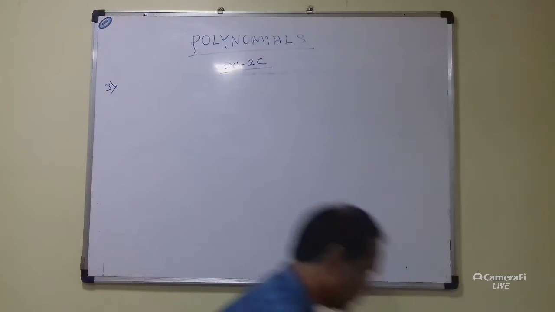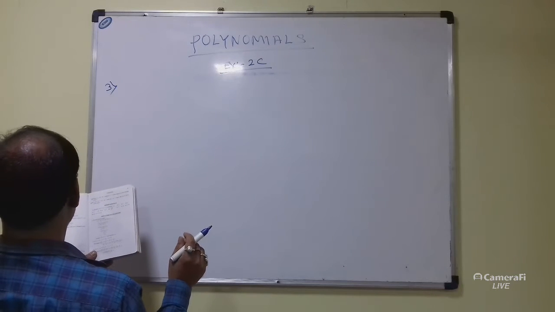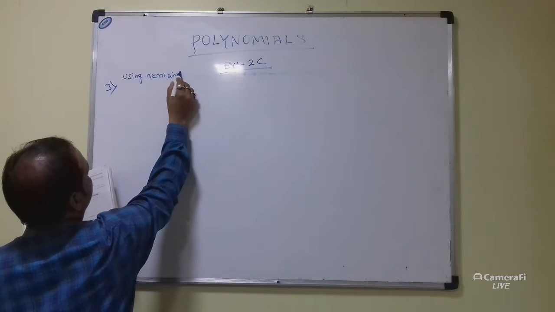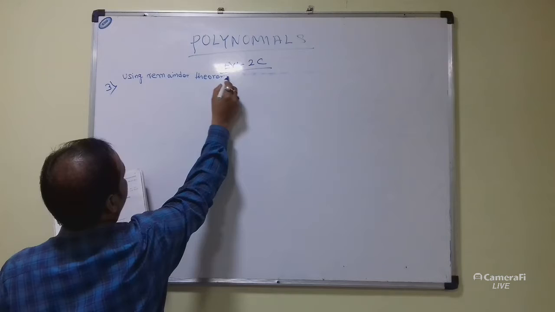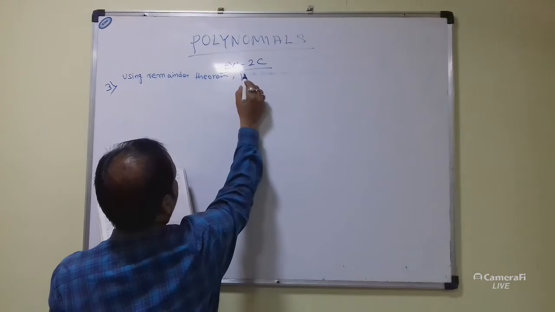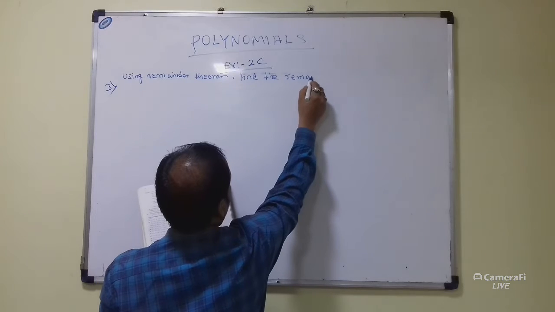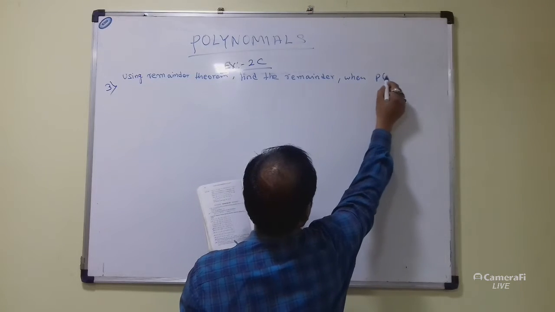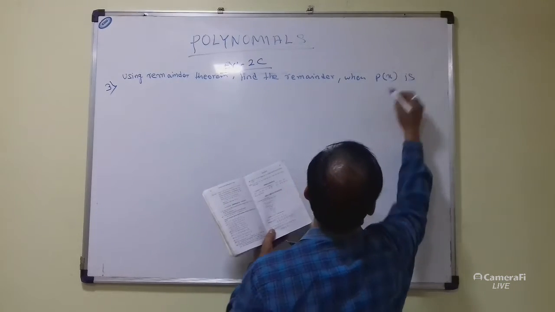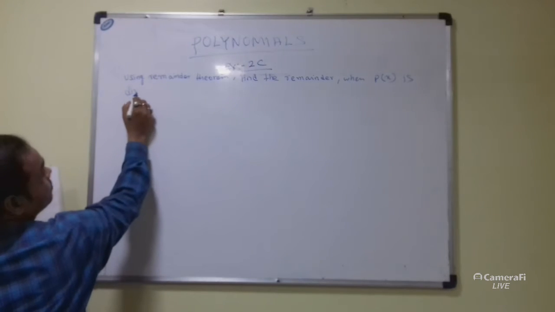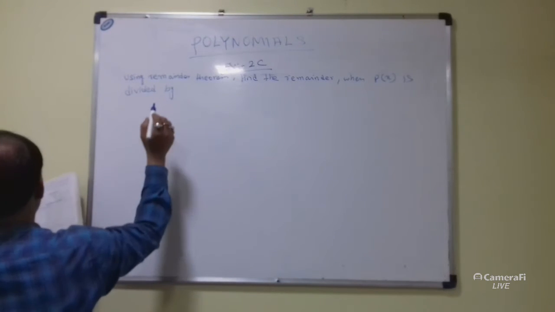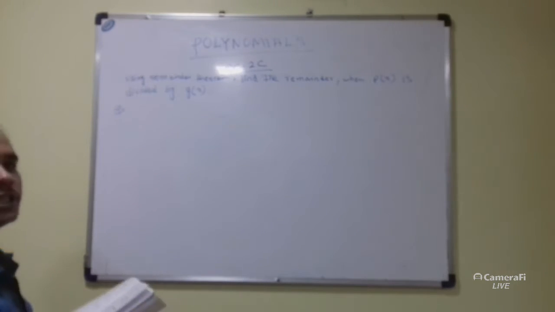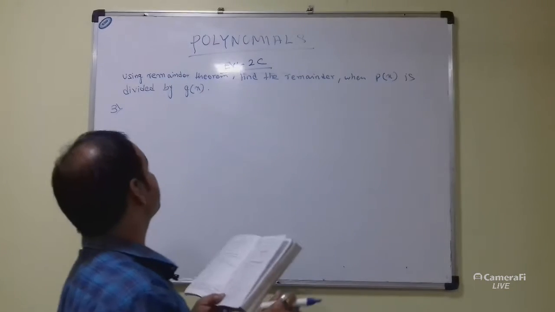Problem number 3 is: using the remainder theorem, find the remainder when P(x) is divided by G(x).